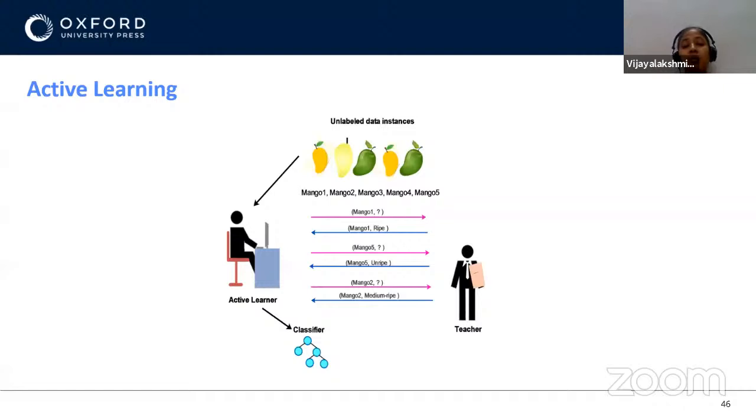So it is not that all unlabeled data would be learned by an active learner. An active learner will randomly select unlabeled data instances, and then he will try to learn from a teacher. And then he will load it into the knowledge base, that is, he will add it to the training data set. So once the unlabeled data are labeled and added to the training data set, from that it will again learn to find out the labels for other unlabeled data instances. That is the idea of this active learning model.